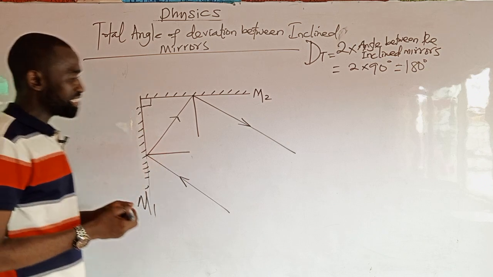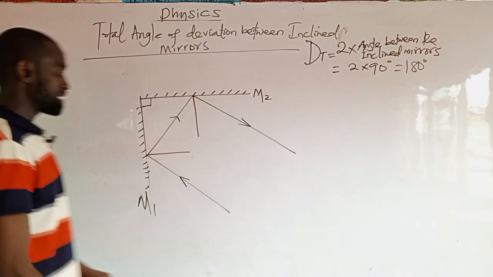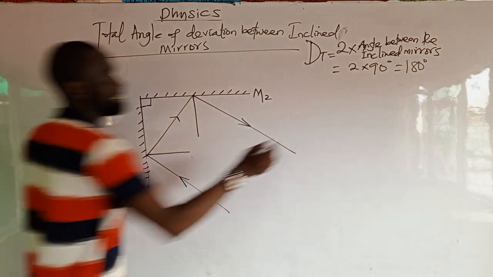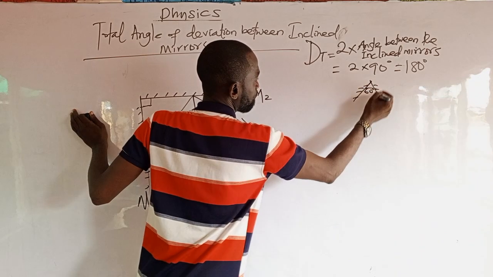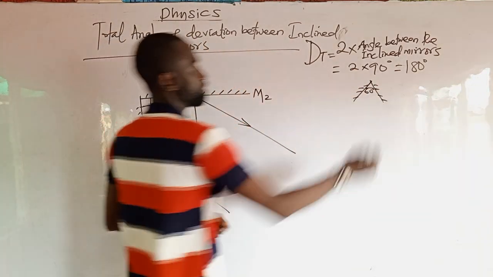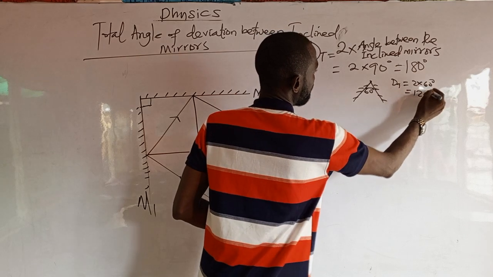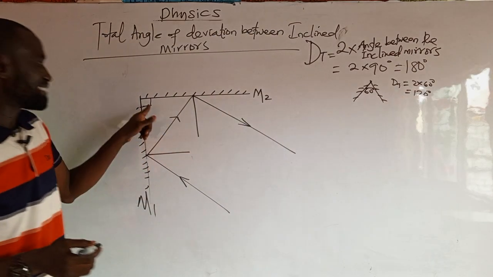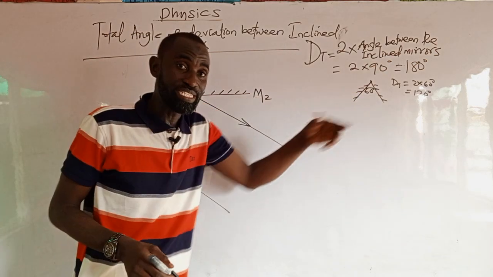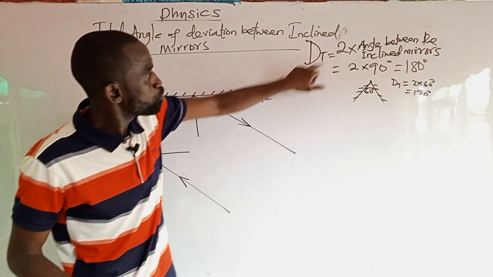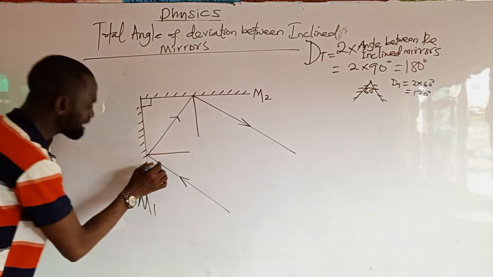What I'm trying to prove is that this thing is 180. From this mirror, if the mirror is like this, 60 degrees, the total angle of deviation will just be 2 times 60, which is 120. But this one is inclined at 90 degrees. The angle between the mirrors is 90 degrees. That's why it's 180. What's the other formula? Total angle of deviation is twice the angle between the inclined mirrors.